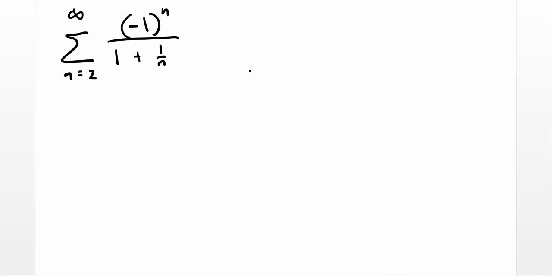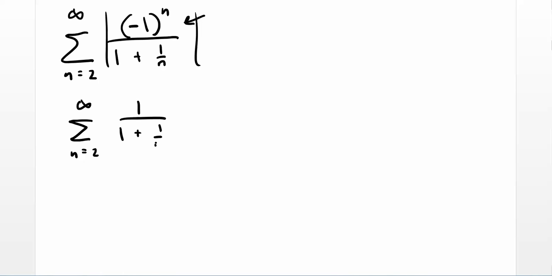Okay, so we see an alternating portion again. So we're going to take the absolute value. And when we take the absolute value of this thing, we're just going to end up with 1 over 1 plus 1 over n. And this is the series that we're going to consider instead. So let's just try the divergence test on this thing.